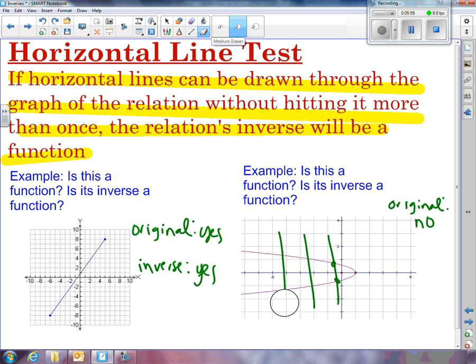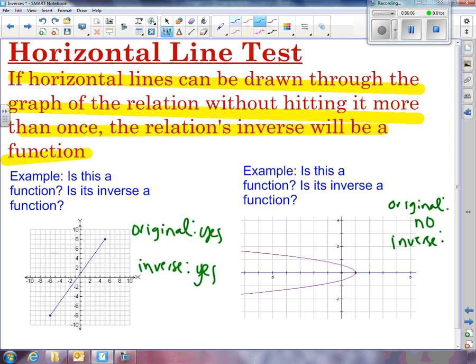Now let's test whether or not its inverse is a function. In order to test whether or not the inverse is a function, we graph horizontal lines and see if they hit the graph more than once. Each horizontal line only hits the graph once. So the inverse will be a function, even though the original is not.